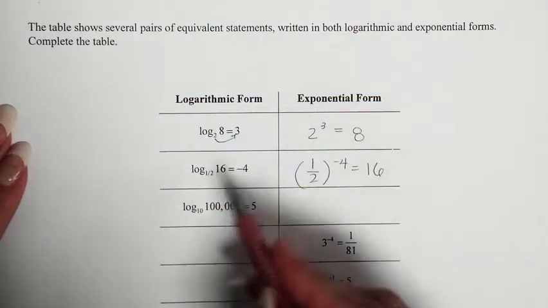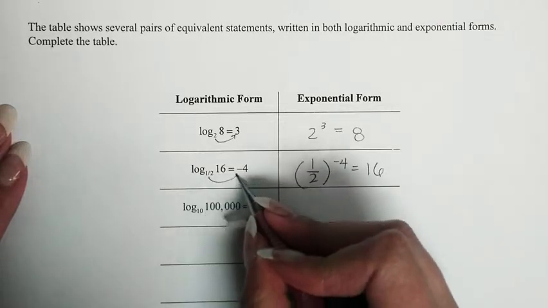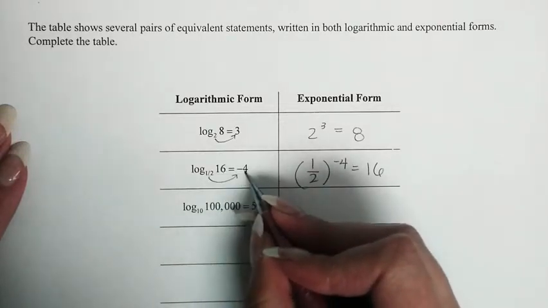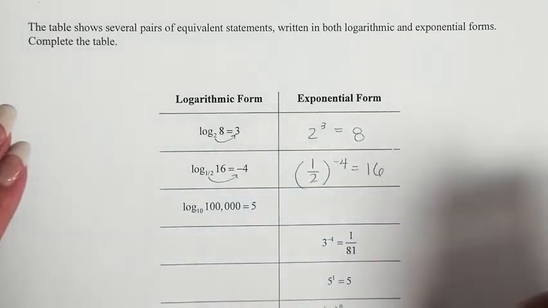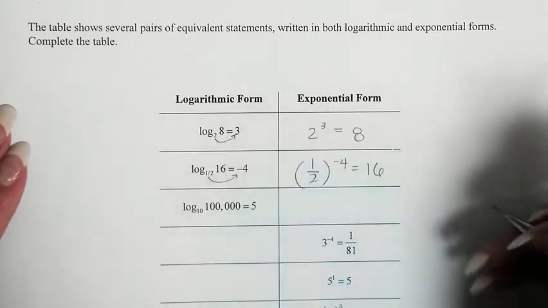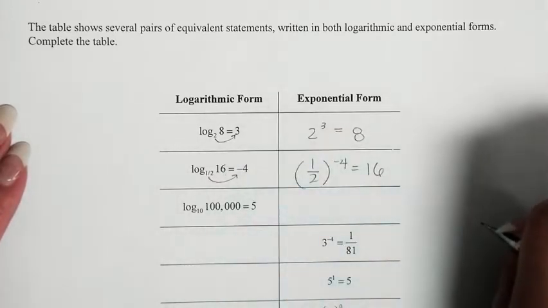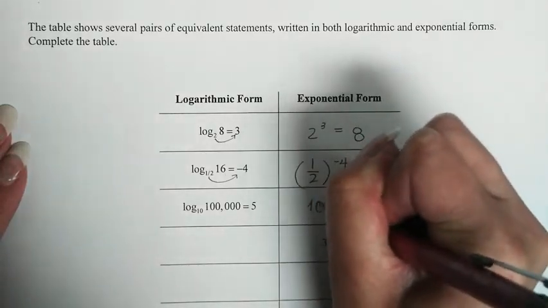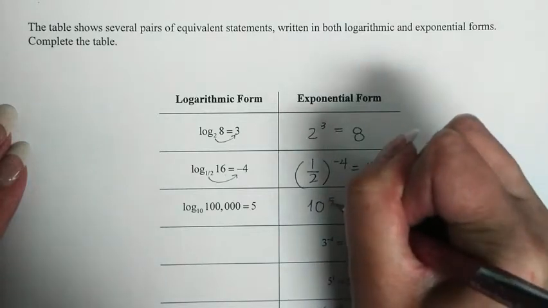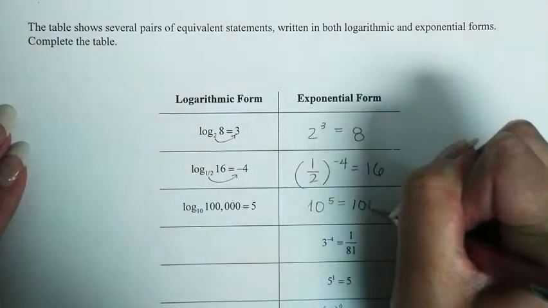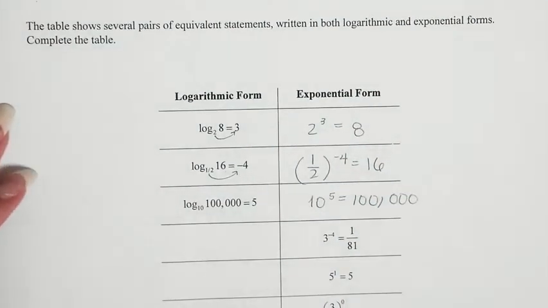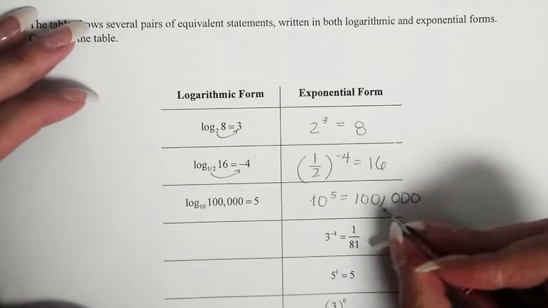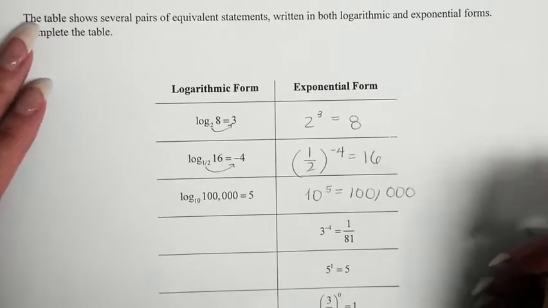So please note the pattern again. This 1/2 is raised to the power of -4, and this will give you 16. Look at the pattern there. Similarly here, it's pretty much the same. You know that it's base 10 to the power of 5, and this is equal to 100,000. Hopefully you see the pattern there, and this is a comma.